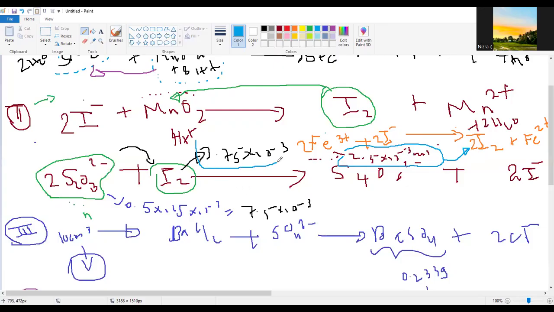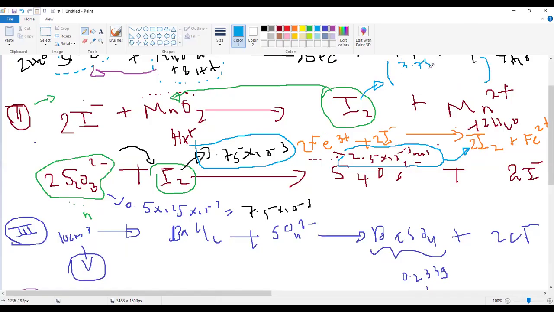The total I2 you got was 3.75 into 10 power minus 3. So out of this 3.75, 2.5 is coming from the Fe3+ reaction. So the remaining I2 is coming from the reaction of manganese oxide, and that is what we have to find. So the moles of I2 coming from manganese oxide would be 3.75 minus 2.5, that's 1.25 into 10 to the power minus 3. So this is the I2 coming from our target reaction.